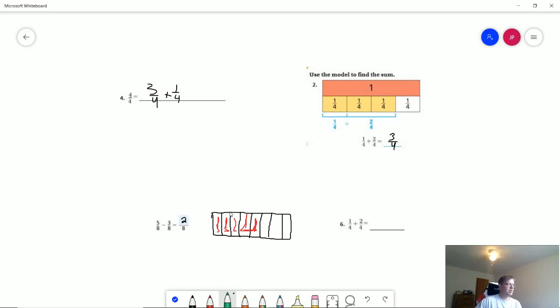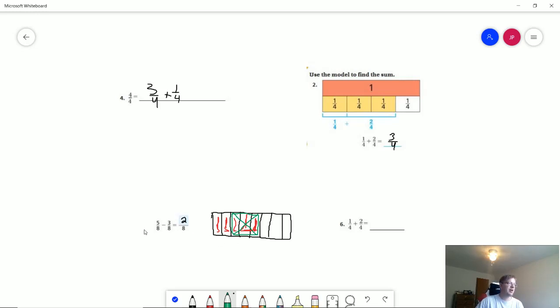I'm going to take away 3 of these parts. So what they would do is, they would do this in black, but they would kind of draw an X or something through here to show that we are taking this part away. And so we start by counting 5 parts. We are going to take 3 of those parts away. That would leave us with our answer, which would be 2/8.